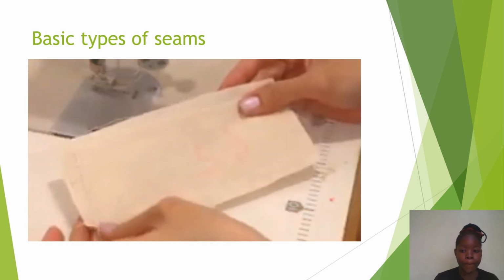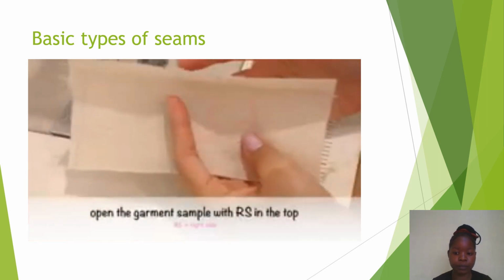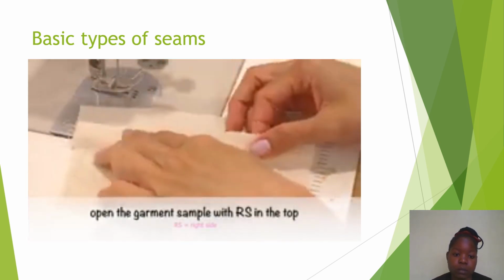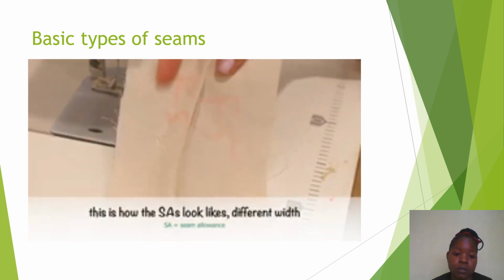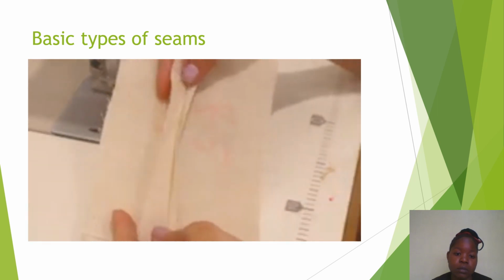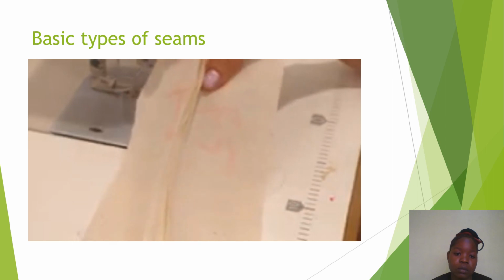The result will be like this. Open the garment sample with right side on the top. This is how the seam allowance looks. They have 1 cm difference in size between the two fabrics.